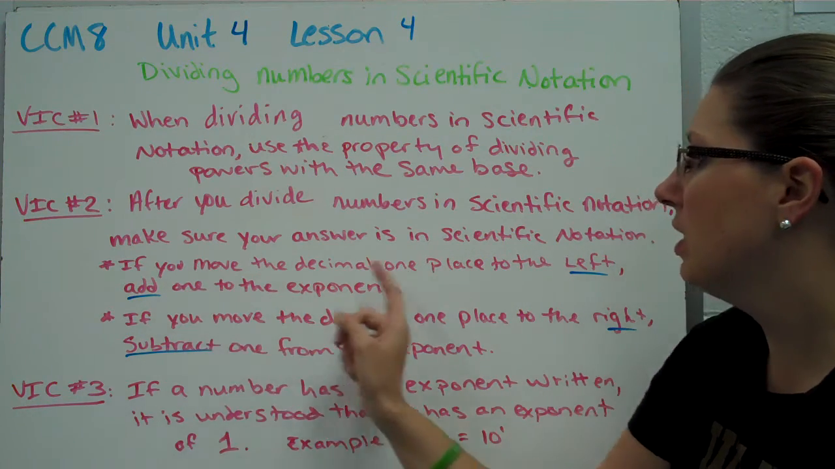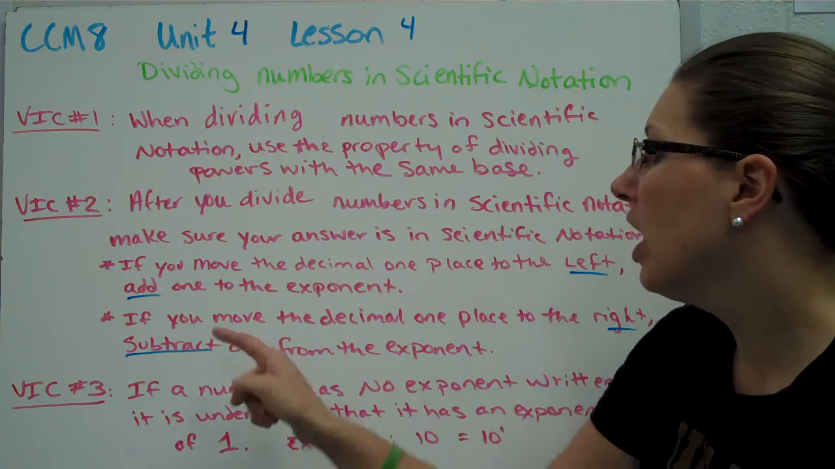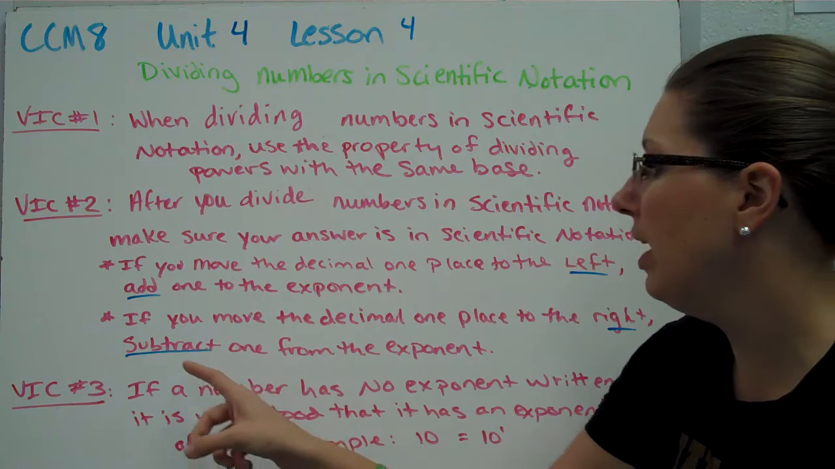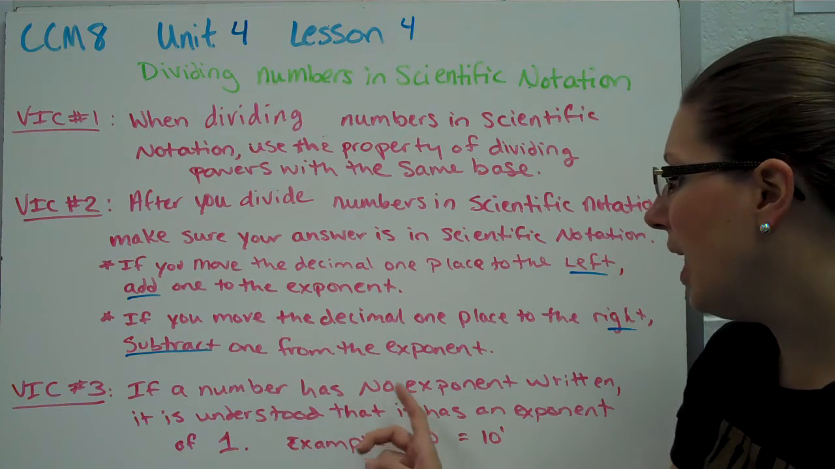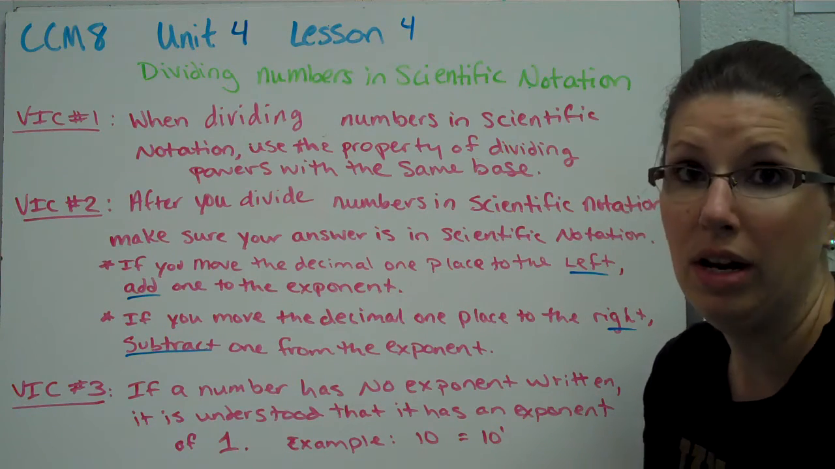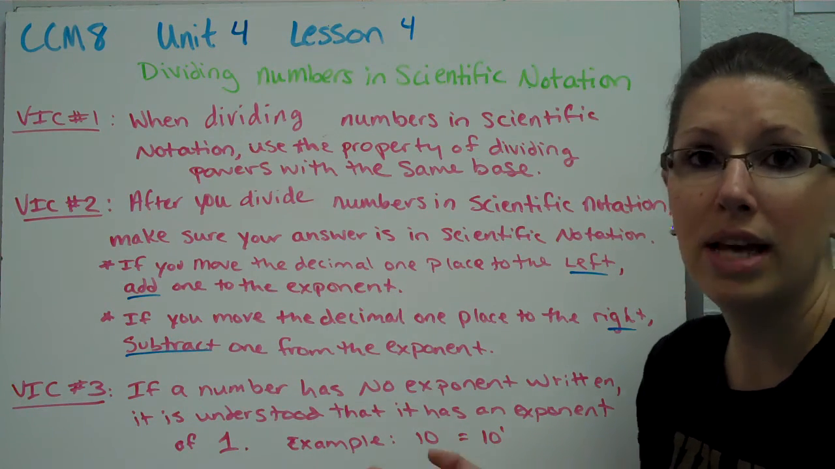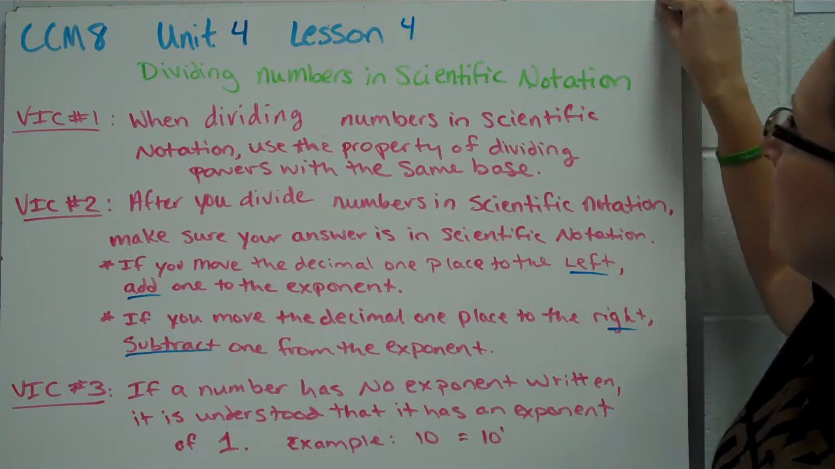If you need to move the decimal one place to the left, then you add 1 to the exponent. If you move the decimal one place to the right, subtract 1 from the exponent. As always, if a number has no exponent written, it's understood that it has an exponent of 1. For example, if the number is 10, then that's really 10 to the first power.